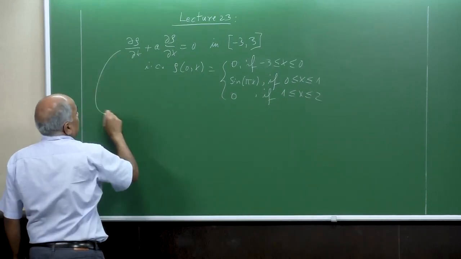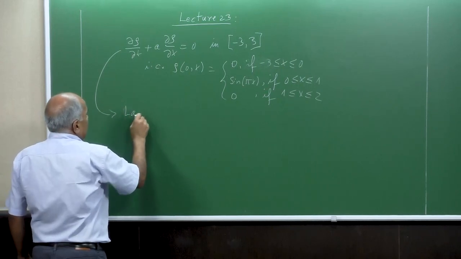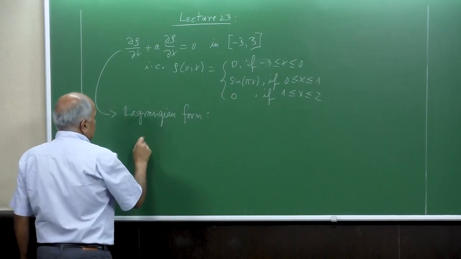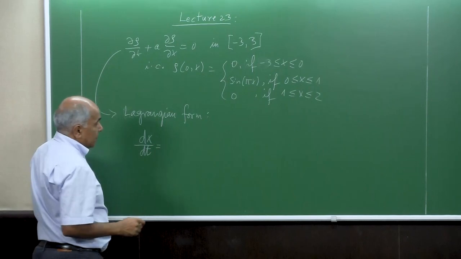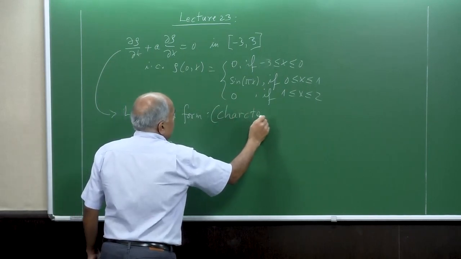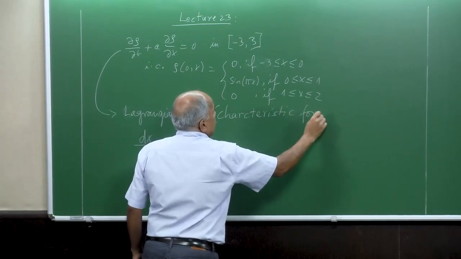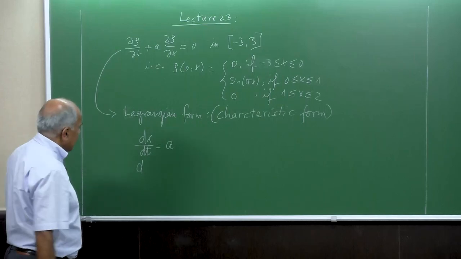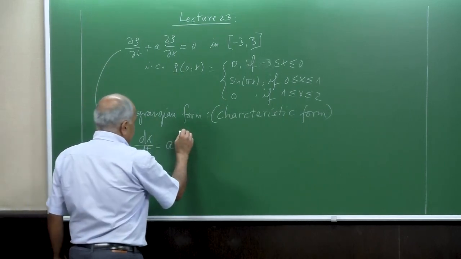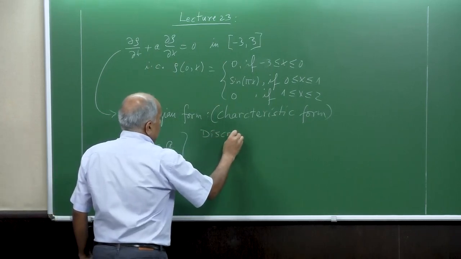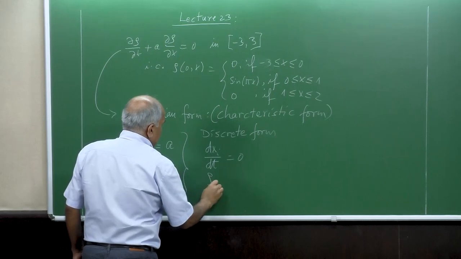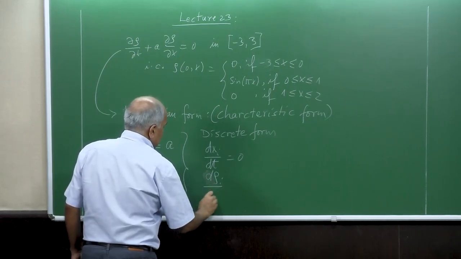So we have to express it in Lagrangian form. The one was dx by dt is equal to a. In that case, you remember, it is a characteristic, which we had in an earlier lecture in the beginning. So, d rho by dt is equal to 0. So, the discrete form is dxi by dt is equal to a, d rho i by dt is equal to 0.